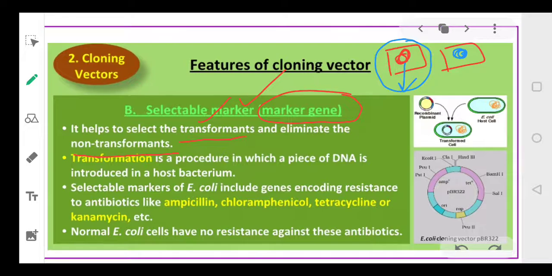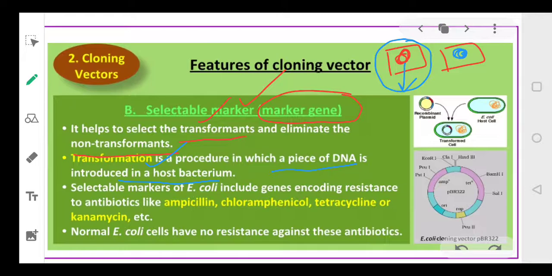So transformation is basically a process in which a piece of DNA is introduced into the host bacterium. So ट्रांसफॉर्मेशन एक ऐसा प्रोसेस है जिसमें एक फॉरेन डीएनए को हम होस्ट बैक्टीरिया के अंदर इंट्रोड्यूस कर देते हैं. ओके, इज इट क्लियर एवरीवन?